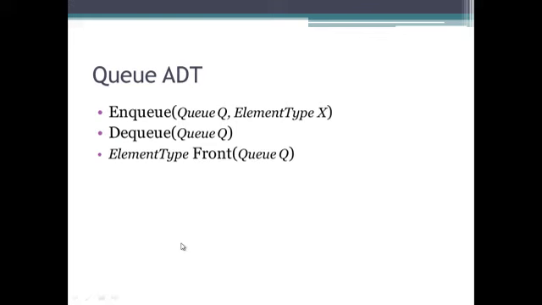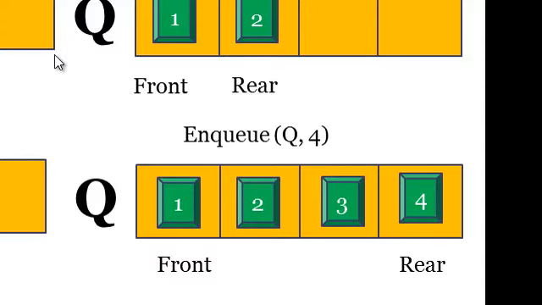Coming to queue ADTs, we can have three basic operations. NQ takes an element X and inserts that element in the queue. DQ takes only one parameter Q because it doesn't require the element to be specified, because whatever element is available at the front position will be deleted automatically. Similarly, front also takes only one parameter Q and it returns whatever is available at the front.